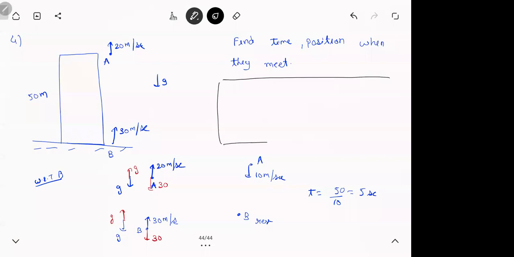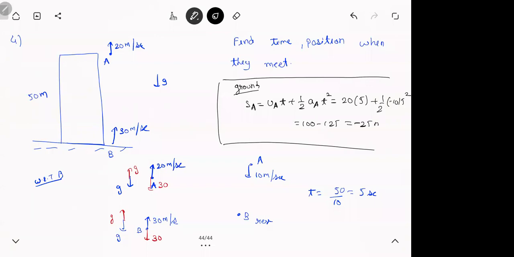And what about the displacement? You can take any one. I'll take A now. In the ground frame, the displacement of A is ut plus half at square. u is 20 because we're going up, time is 5, half minus 10, 5 square. That's 100 minus 125, minus 25 meters. Minus indicates, see now A is starting from here, right? Meaning it went up and here it collided. 25 meters below the point of projection, means middle of the building.